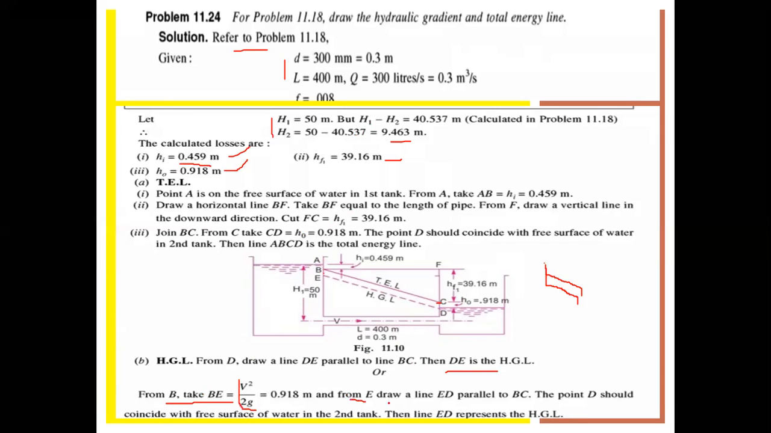Therefore from E draw a line ED parallel to BC. Then the point D should be coincident with the free surface of the water in the second tank. Then ED represents the HGL. This line from E to D represents the HGL. Very simple matter. So if you get any question, don't write all these matters.